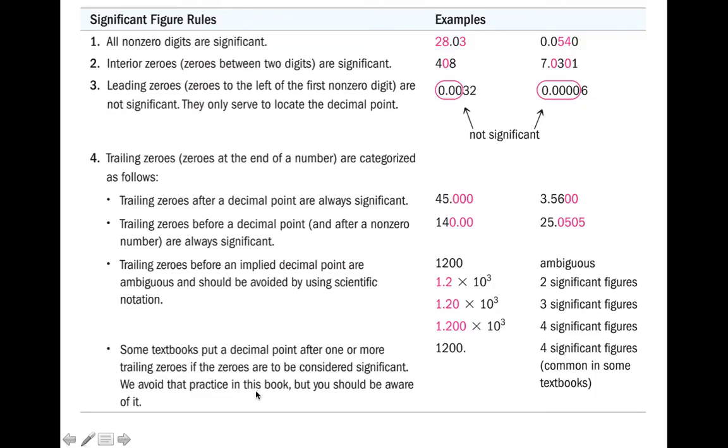Tro says he avoids it in this textbook. You should be aware of it. Occasionally it shows up in some problem sets. So, if it shows up in problem sets in our class, I'm going to assume you're going to be okay with it. I don't like it, but neither do I work too hard to shield students from it.